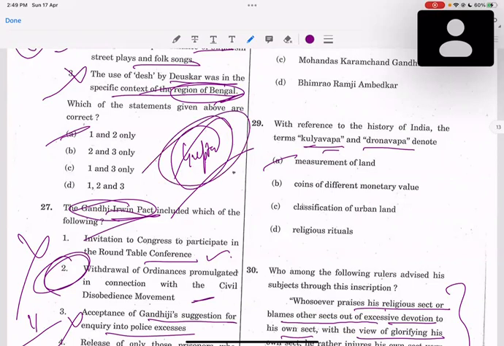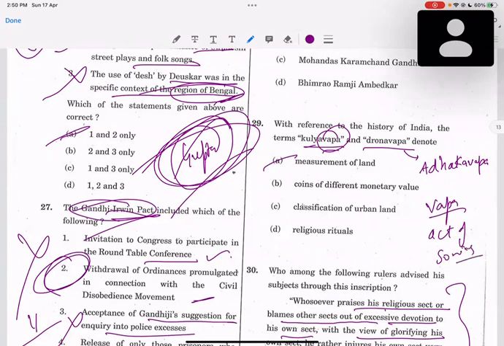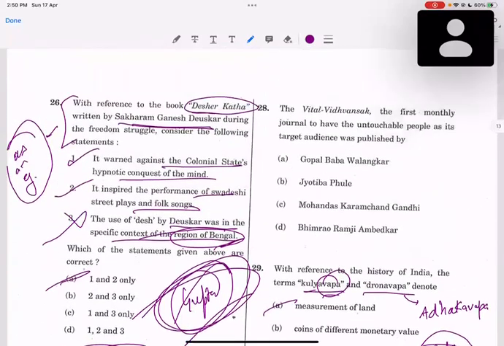But yes, next time, whenever you go for prelims, do study the Gupta period in detail, all the keywords you come across through your sources. Right? And one more term regarding measurement of land is also known as Adhaka Vappa, A-D-H-A-K-V-A-P-A. Alright. Vappa means sowing of land, or the act of sowing. And this is a favorite topic of UPSC, the Gupta period. So do learn all the keywords.